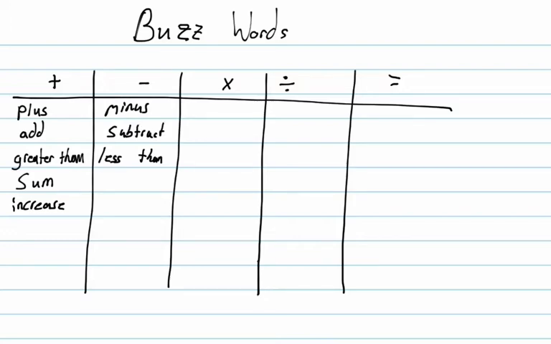Sum is to addition as what is to subtraction? The result of subtracting. I know this one, but I can't think of it. Anybody? So that one would be decrease. Takeaway, I hear that one a lot. Decrease. Difference is what we're looking for.